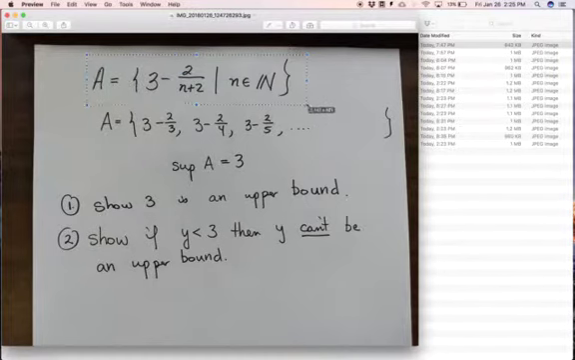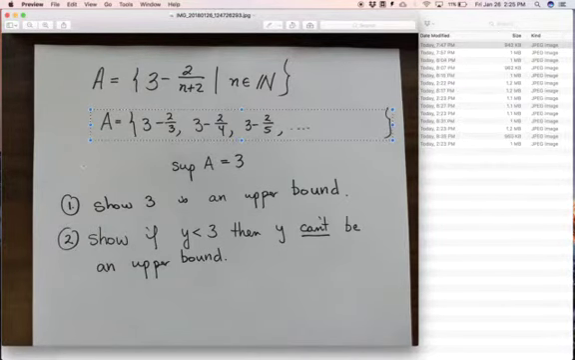So let's start where we have a set A, where basically every element in A is 3 minus some quantity. So we've got 3 minus 2 over n plus 2, where n is a natural number. And what you should always do, I think, is just write down a few values. So we've got 3 minus 2 thirds, 3 minus 2 fourths, 3 minus 2 fifths. The idea is that we're subtracting less and less, and so things are going to get closer and closer and closer to 3. So our intuition says 3 is the least upper bound, and so to show that, we're going to go through two steps.